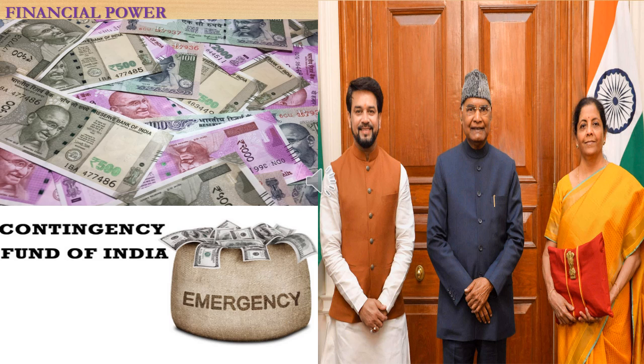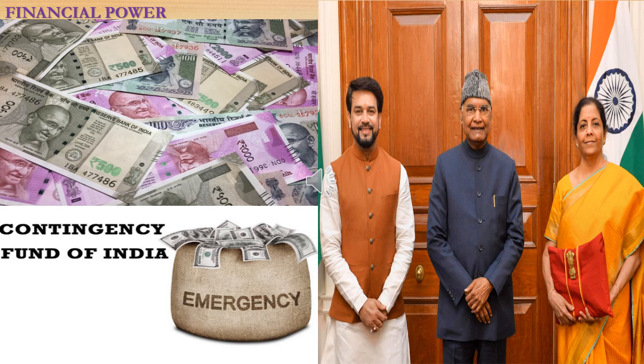No demand for a grant can be made except on his recommendation. He can make advances out of the contingency fund of India to meet an unexpected situation. So he gives the permission. He makes advances out of the contingency fund of India to meet unexpected expenditure. Then he constitutes a finance commission every 5 years.